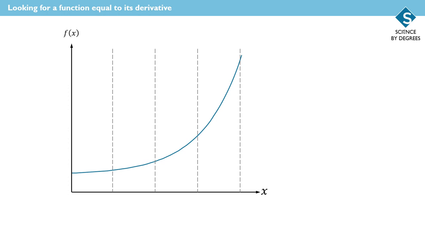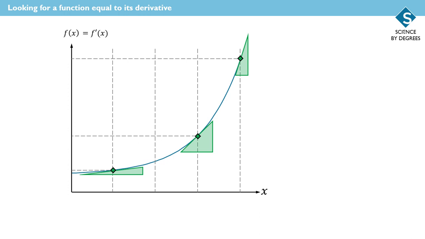But the curve that we're looking for has to have a gradient equal to the value of the function. And it turns out there's only one of those, because that criterion defines the set of points on the curve. At each of these points, the gradient is equal to the function value on the y-axis.